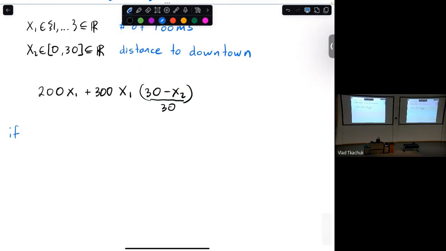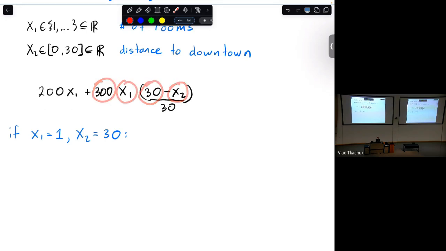So let's do the case where x1 is equal to, say, 1, and x2, the first case, is all the way on the outside of Edmonton, equal to 30. Well, then what we get is just the original thing, 200 times 1. And then you get 300 times 1, but then this becomes 30 minus 30. So basically, this term just goes away. So you get a house that's $200,000. Sure.